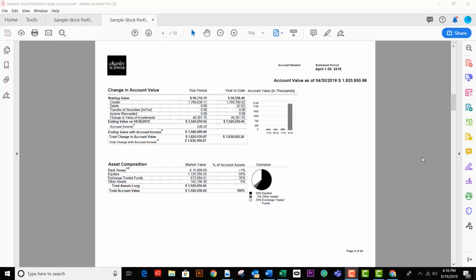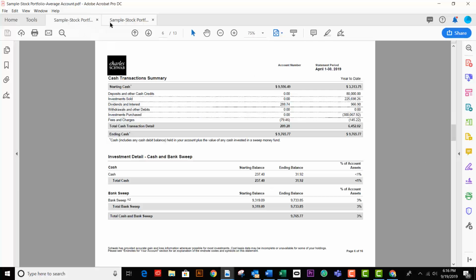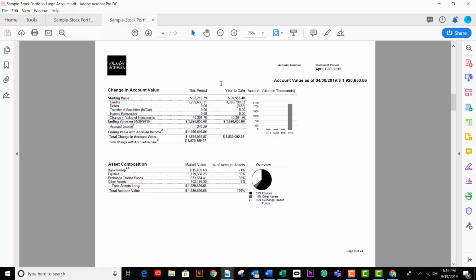Hey everybody. So check this out. This is a real life example of our modern platform. I've got two client statements pulled up, a more average sized account and a larger account, and I want to just kind of bring this to life. And it's very simple. This is not complicated.